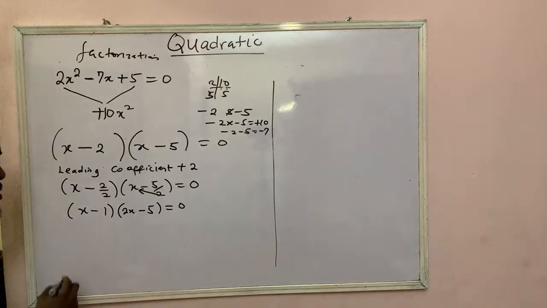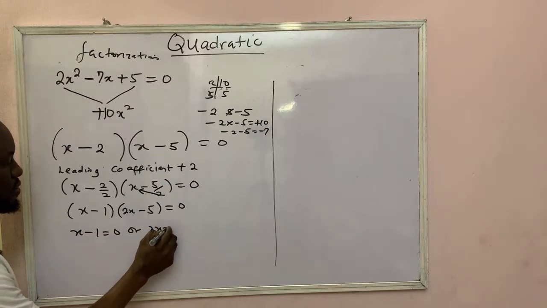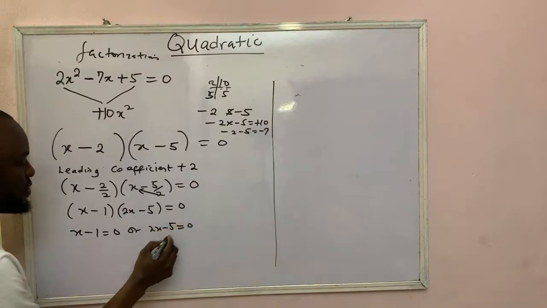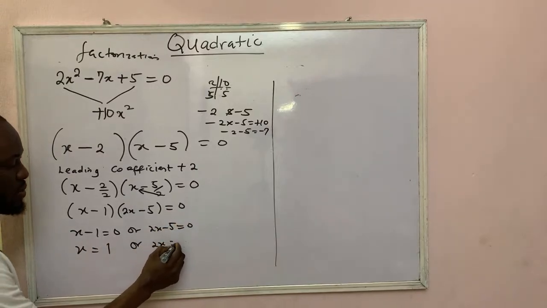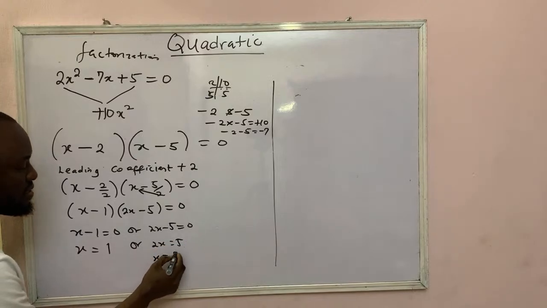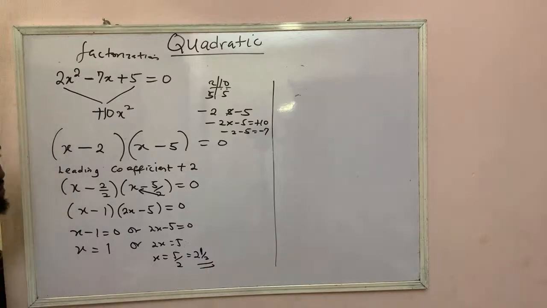So to get the roots, I'm going to say x minus 1 equals 0, and 2x minus 5 equals 0. So x will be 1, or 2x equals 5, so x is 5 half, which is 2 1 half. All right? So that's how to solve by factoring.